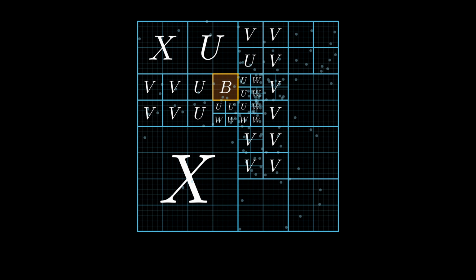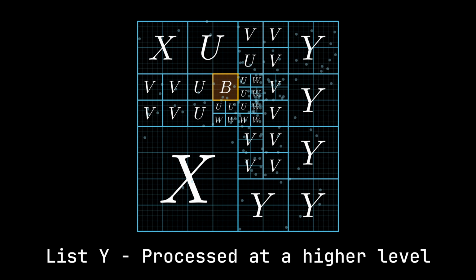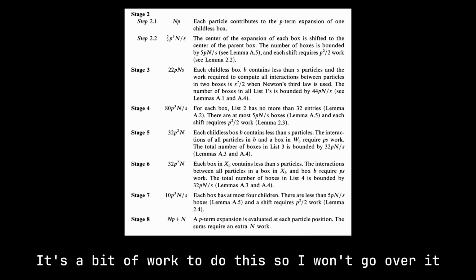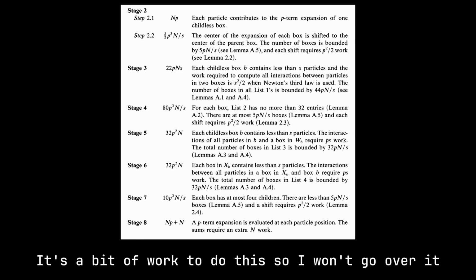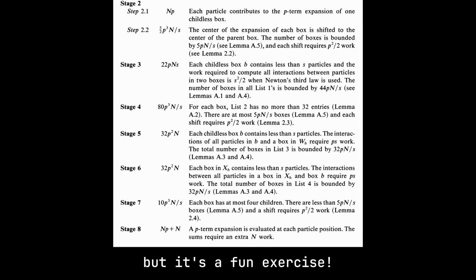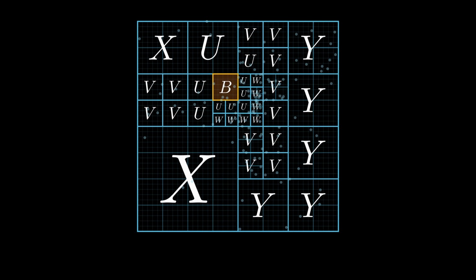Last but not least, list Y contains all of the other boxes. We really don't care about it since they're all so far away that they've already been processed at some higher level of the tree. Once again, it's possible to bound the number of boxes in each list to a constant, regardless of how messy our tree looks, and therefore our time complexity will continue to be linear, and this can complete our full FMM algorithm.